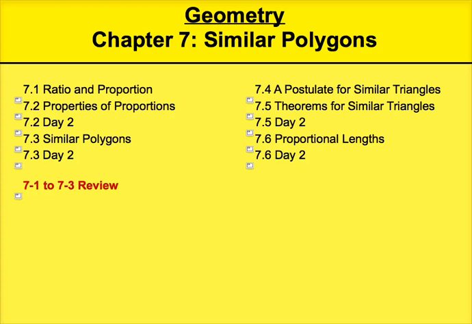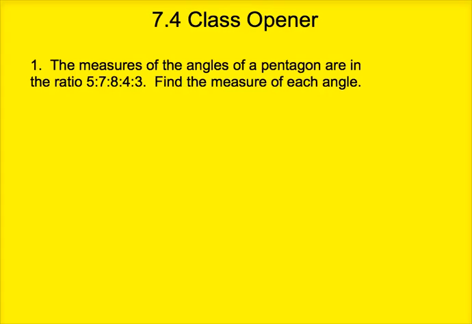Chapter 7, Similar Polygons. Today we're going to cover section 7.4, a postulate for similar triangles. The class opener: the measures of the angles of a pentagon are in the ratio of 5 to 7 to 8 to 4 to 3. Find the measure of each angle.